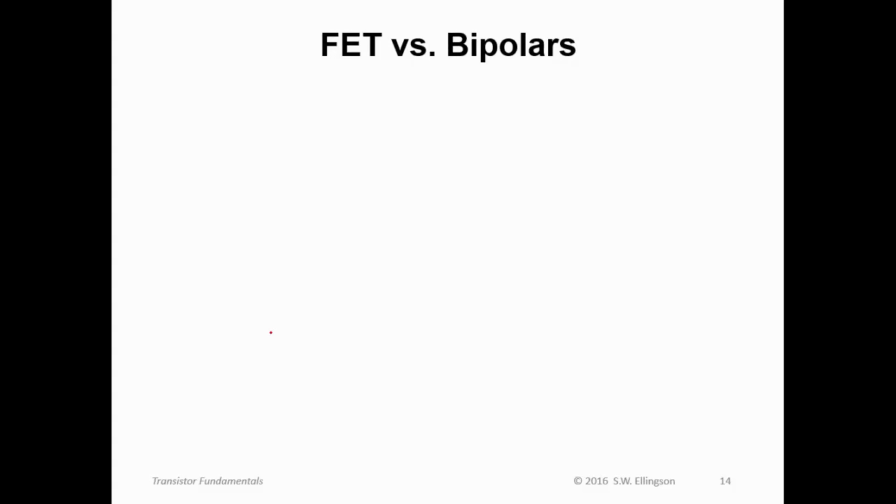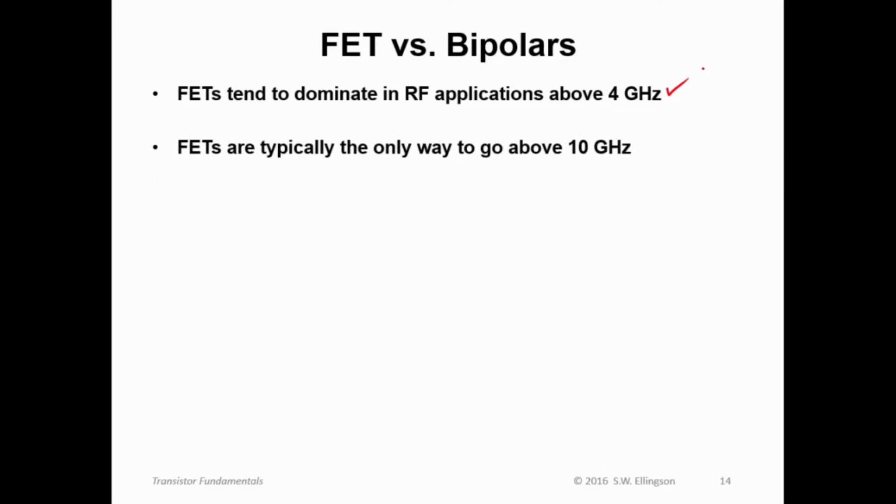Okay, now FETs versus bipolars. How do we choose between these things? Well, FET transistors tend to dominate in RF applications above 4 gigahertz for the reasons I mentioned previously in terms of the weaknesses of the BJT. FETs are typically the only way to go above 10 gigahertz or so. Now, this is a very general statement. I'm sure there are bipolar transistors that work very well in applications above 10 gigahertz or so. But once you get in this regime above 10 gigahertz, you increasingly see that FETs dominate.